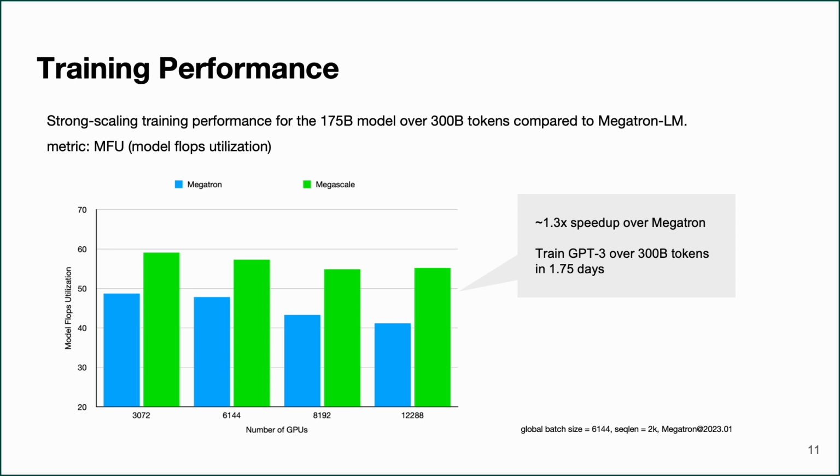And it is even more surprising that with these optimizations in place, you can actually train GPT-3 over 300 billion tokens in less than 2 days. So you can really iterate a lot faster.